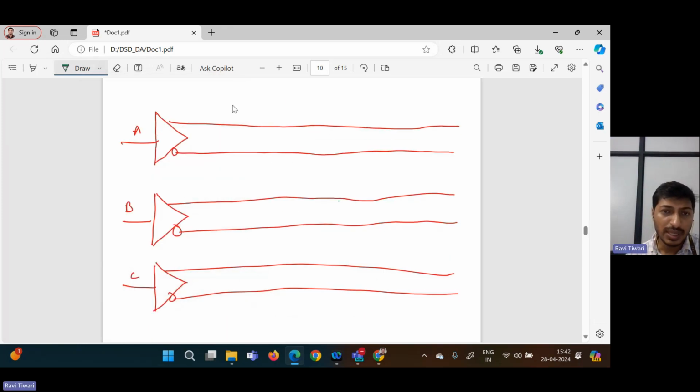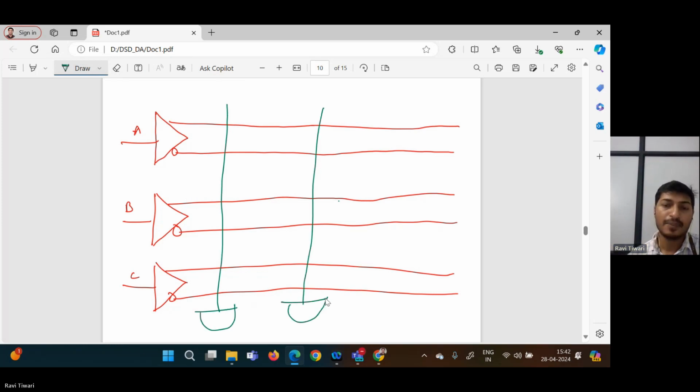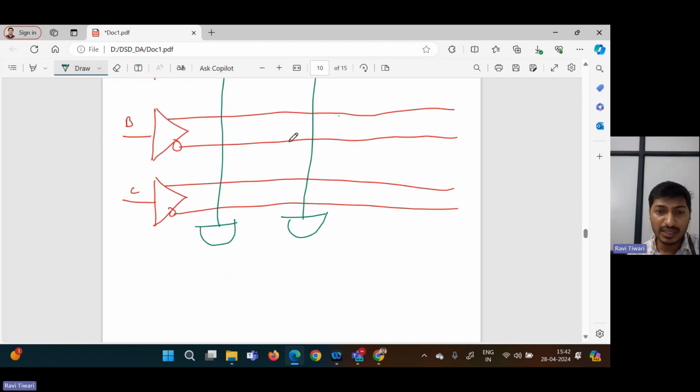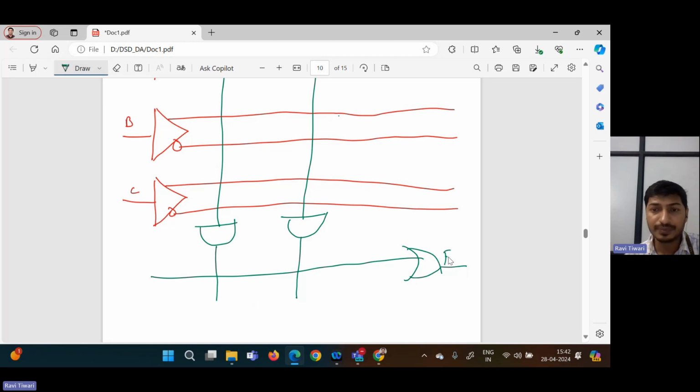So for one, I'm drawing it like this. This is one AND gate. Another AND gate is like this. Now we have to extend a little more to include the OR gate also. And we are having only one fixed OR gate. That's why we have drawn it. And this is your F.